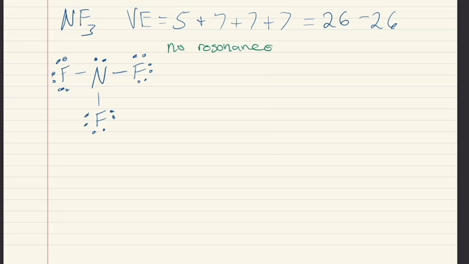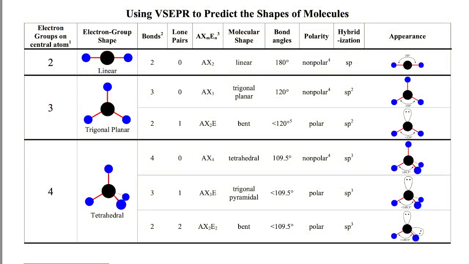Okay. When we think about the molecular geometry, we need to go to our VSEPR chart, and we see that four electron domains is here, but 3 of those are bonds and 1 of those is a lone pair. So we are dealing with trigonal pyramidal. And we also see that trigonal pyramidal gives us a bond angle of less than 109.5.